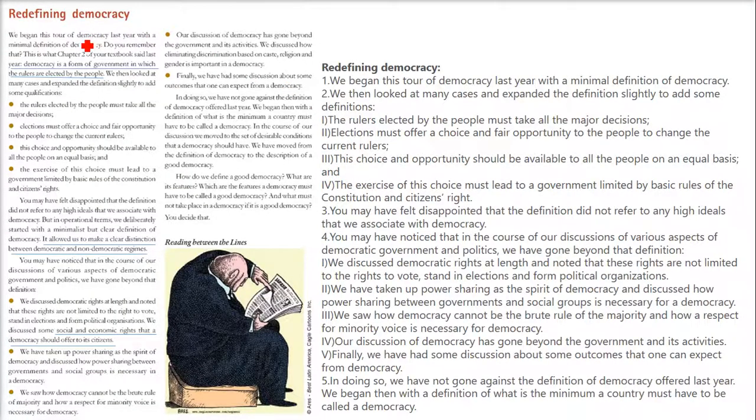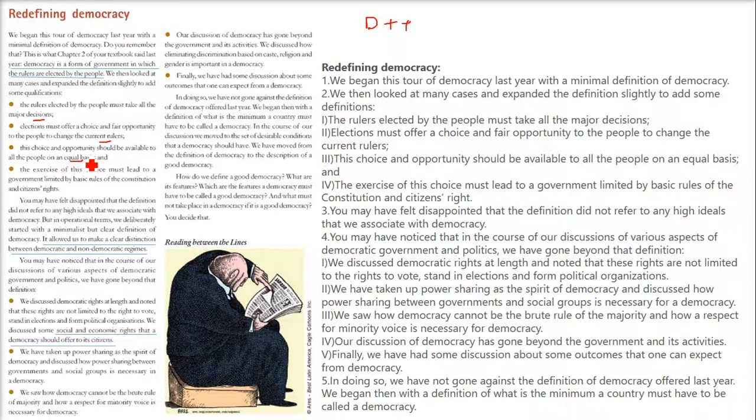Now coming to redefining democracy. We have seen the actual definition of democracy: democracy is a form of government in which the rulers are elected by the people. This we understand. Then we looked at many cases and added various other things to make the definition stronger. That is, the rulers which the people elect must take all the major decisions. The elections must offer a choice. That is, if you don't like the rulers, you can change them. And the choice and opportunity should be available to all people on an equal basis.